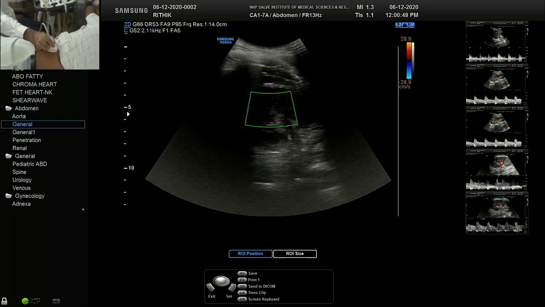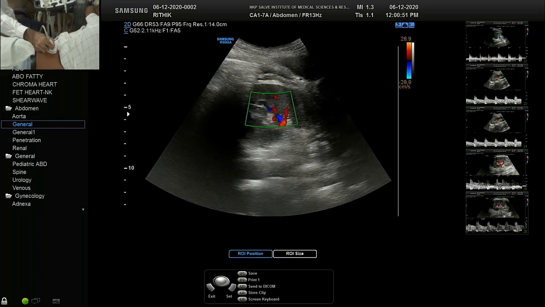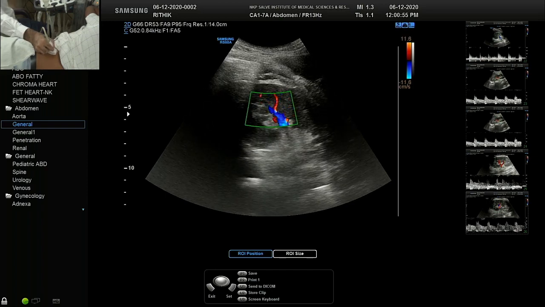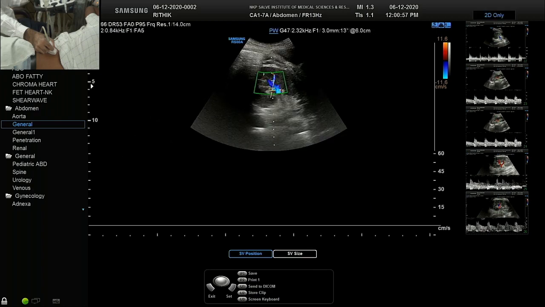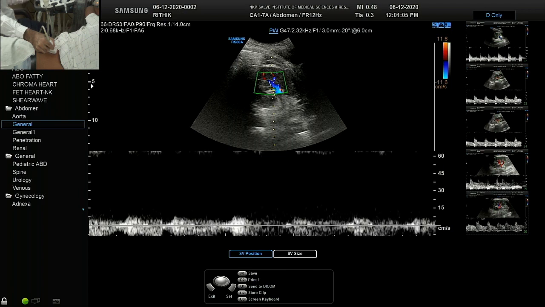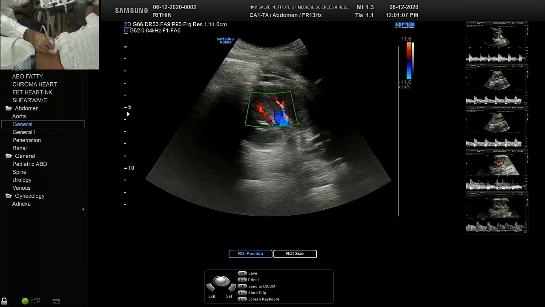You can get a posterior approach also here to see them in a better fashion. That is it here. See, we are not adjusted, we are not getting anything.